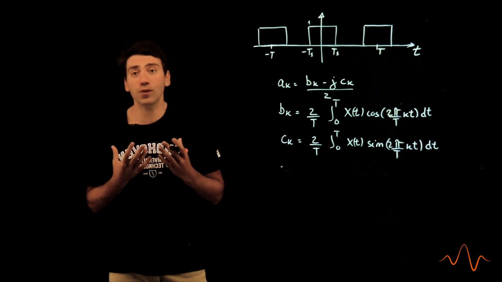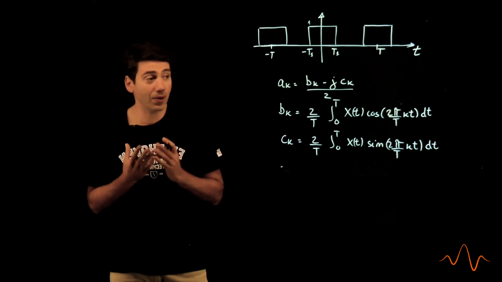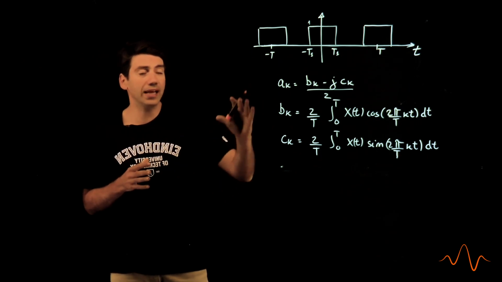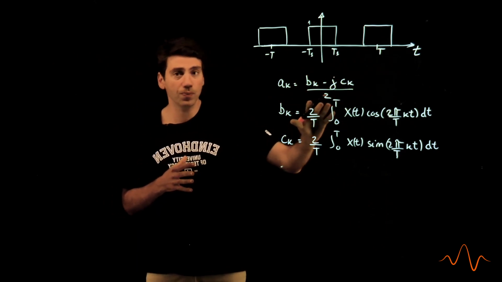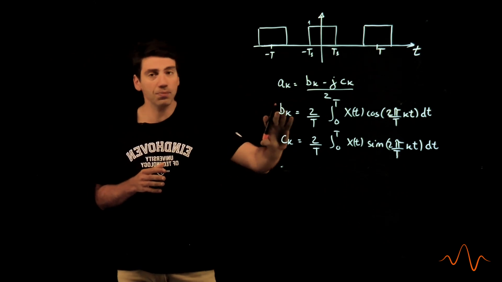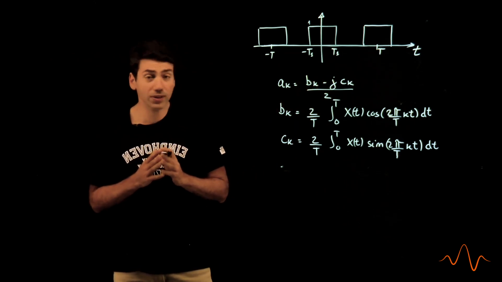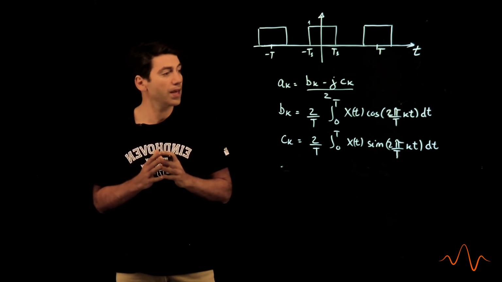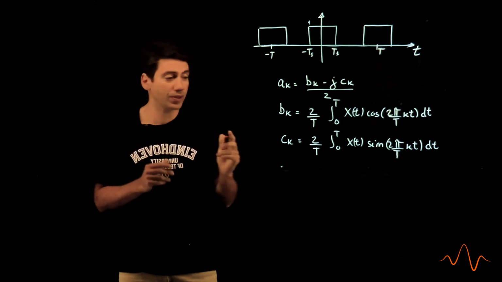And there's also a formula for the A k's, and that formula is very easy to derive. We know that the A k's are nothing more than the B k's minus j C k's over 2. Here's the formula for the B k's and C k's. If we simply replace these formulas here in the A k's, we'll see that the factor 2 will cancel out. And then we can also group the two integrals into one, and let's see what we get.